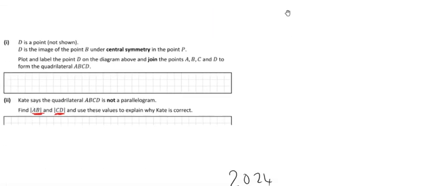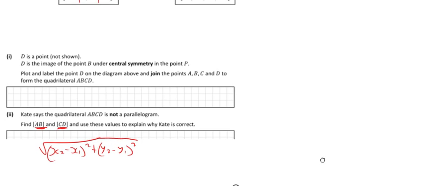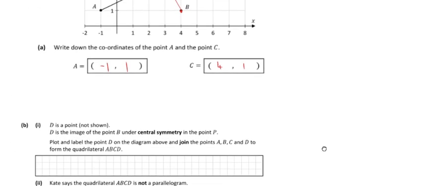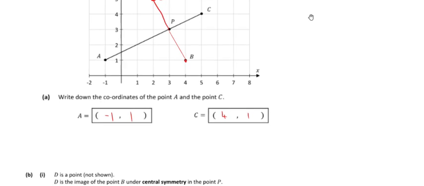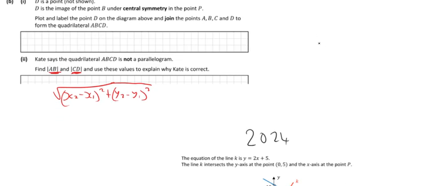So it's the x2 minus x1 squared plus y2 minus y1 squared. So we have to use it for the points. So for AB first, so for the points minus 1, 1 and 4, 1. And then, so that's for AB.